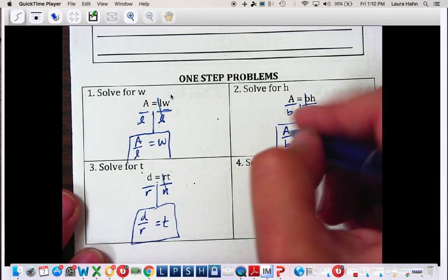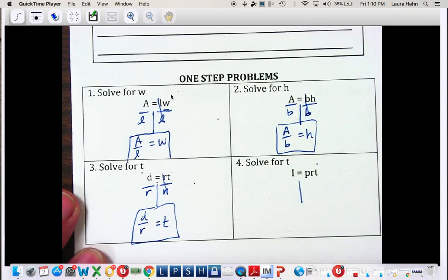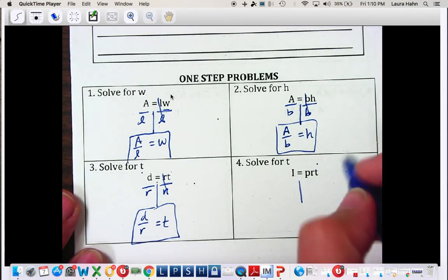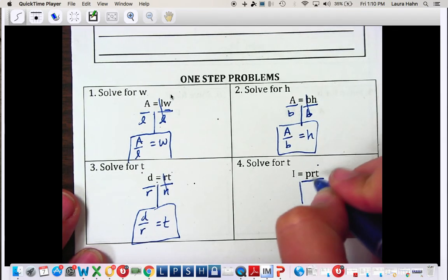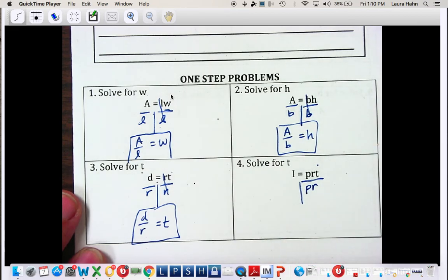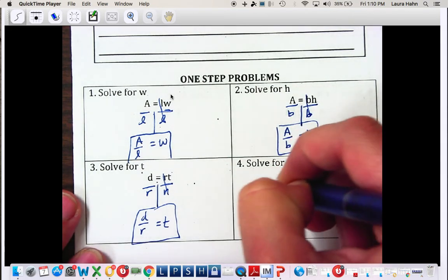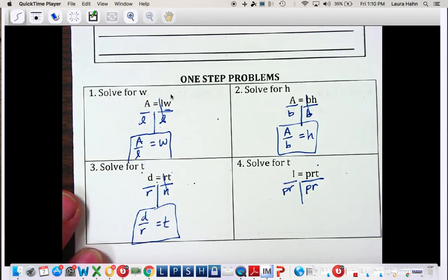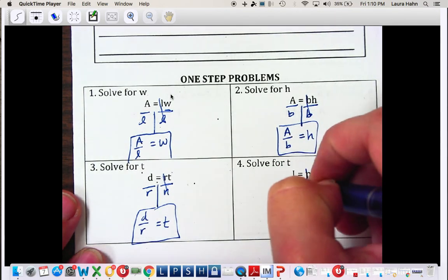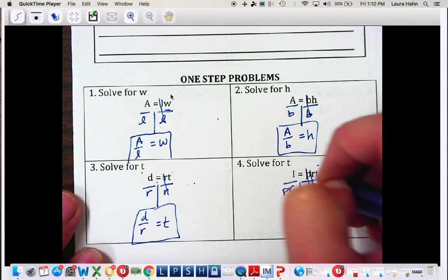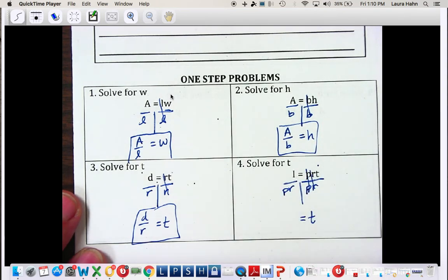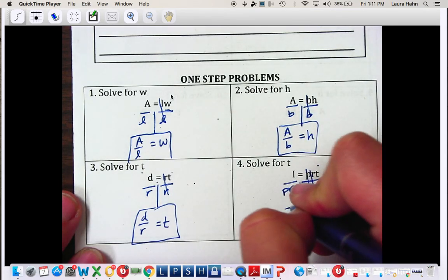Okay, on number 4, I want T by itself. So there's 2 things I need to get rid of. I need to get rid of the P and the R. Well, all of those letters are touching, which means P times R times T. So if I want to get rid of the P and the R, I'm going to do the opposite, which is divide. What I do on one side, I do the same on the other. The P on top and the P on bottom cancel. The R on top and bottom cancel, so T can fall down all by itself. I can't do anything with I over PR, so that just drops down.